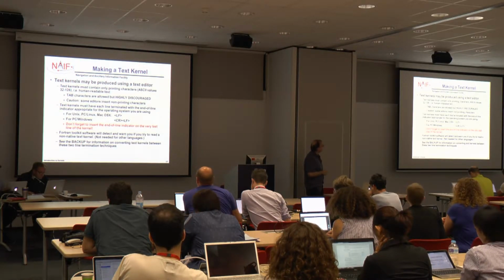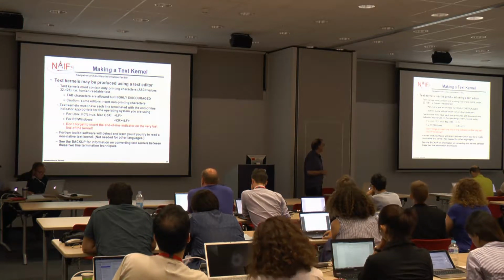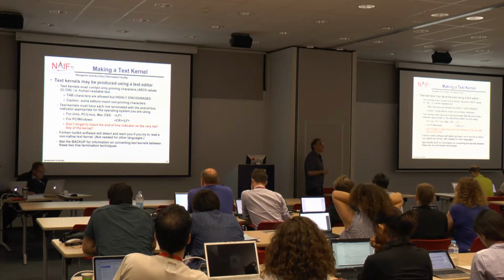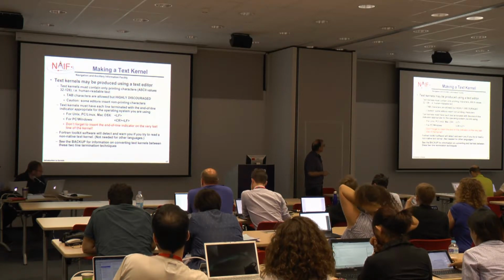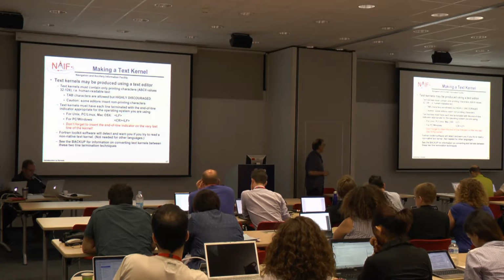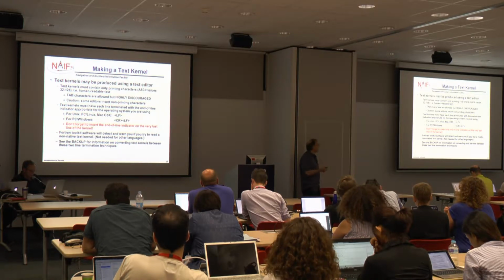A few notes on producing kernels. This is something that you'll be doing shortly, as soon as this afternoon or early tomorrow, making your own text kernels. It can be produced using a text editor. It must contain only printing characters. It's easy to accidentally put non-printing characters into a text kernel, so one has to be careful about what text editor you use and what features you use. Tab characters are allowed but highly discouraged. Obviously, if you port a kernel with tab characters, its appearance may change from one system to another.